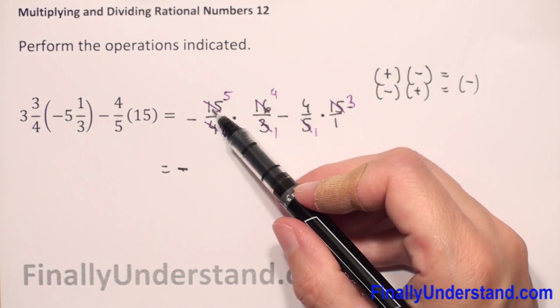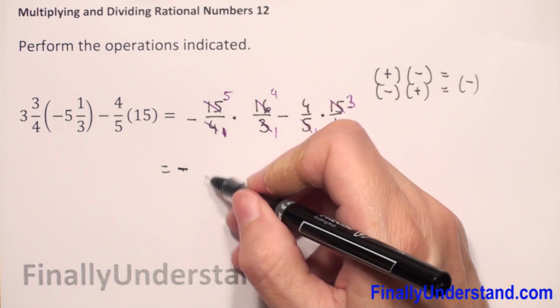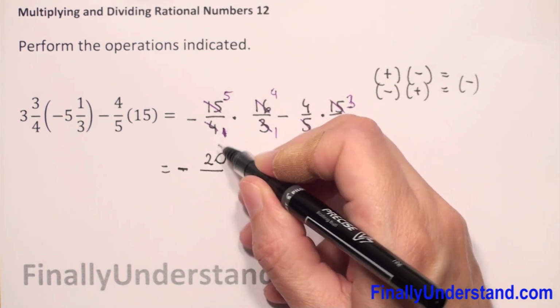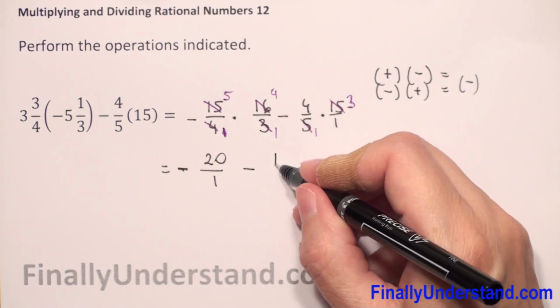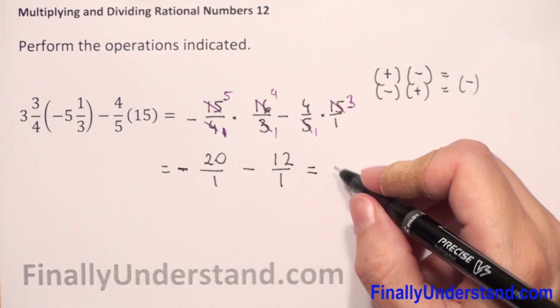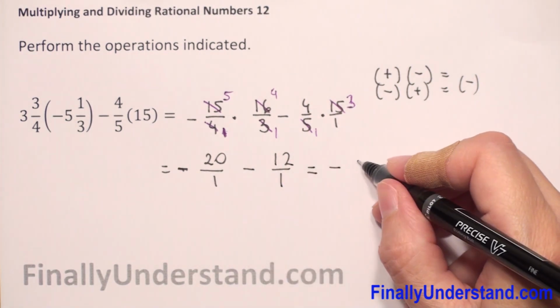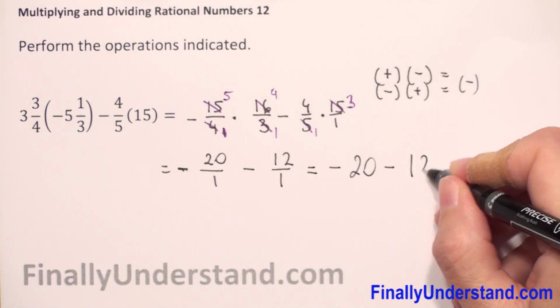How do we do this? We multiply numerator times numerator, denominator times denominator. So 5 times 4 is 20. 1 times 1 is 1. Minus 4 times 3 is 12. 1 times 1 is 1. So this is equal. Negative sign we copy. 20 divided by 1 is 20, minus 12 divided by 1 is 12.